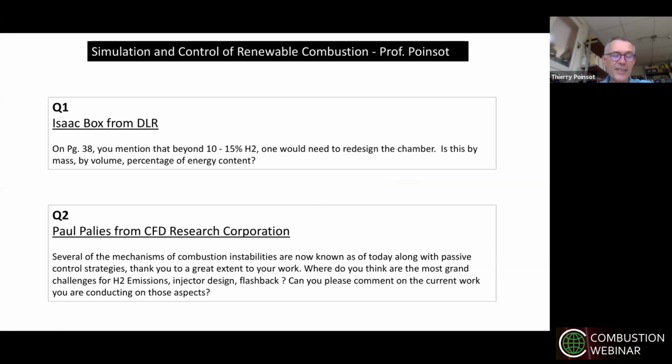But in practice, I think in most cases, people talk about mass. But I would need to check. I think it depends on the case. If you talk about the countries where they use drop-in and they just introduce H2 into CH4, I think it remains pretty low in any case, because afterwards you get flashback, you get problems. I would need to check the exact definition. Good point, Isaac. Okay, thanks.